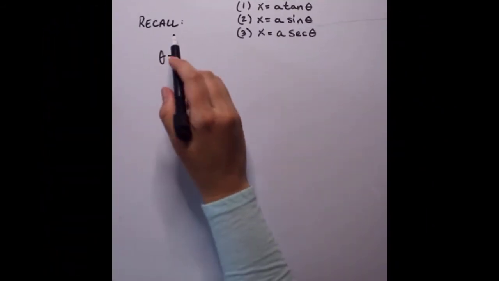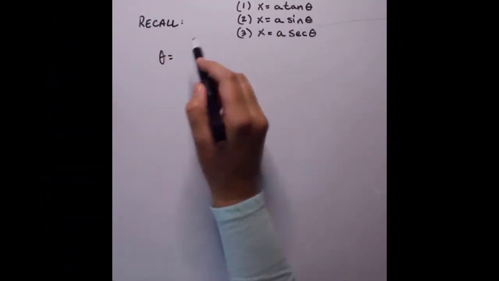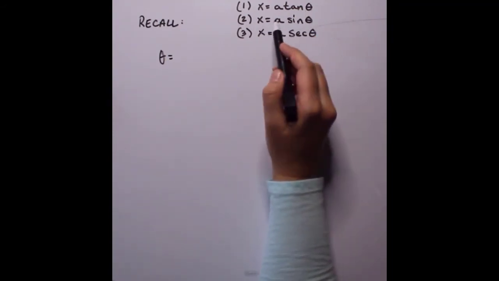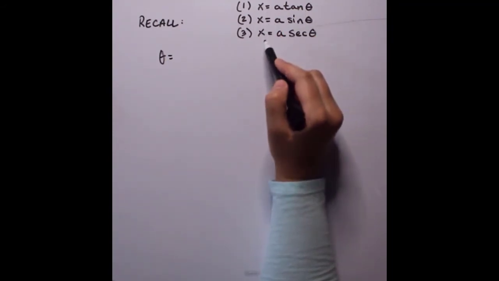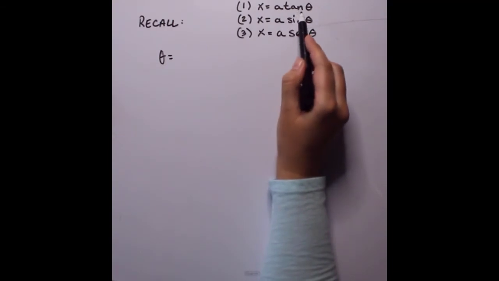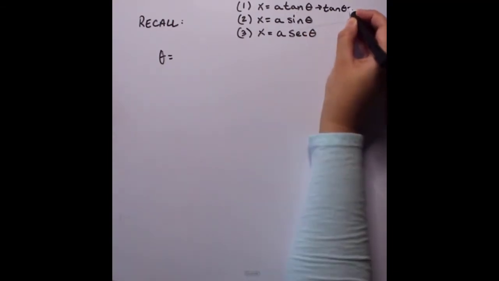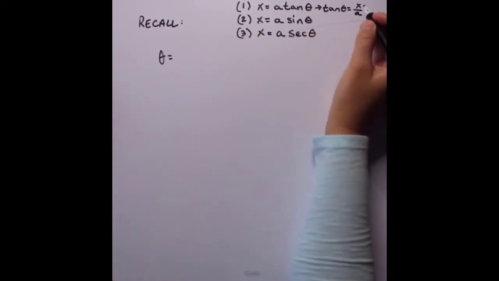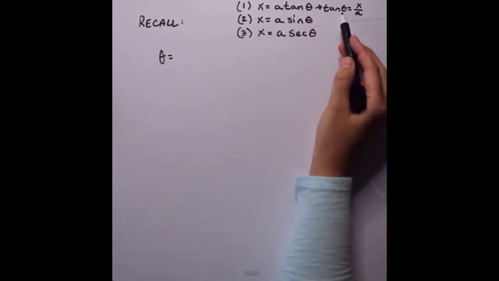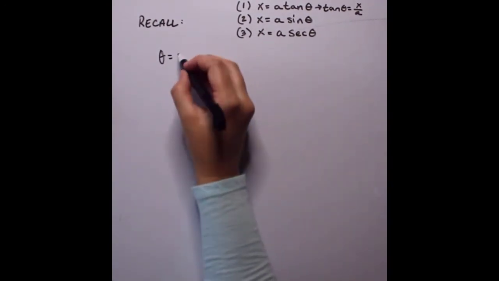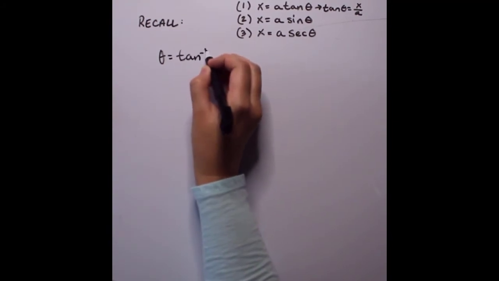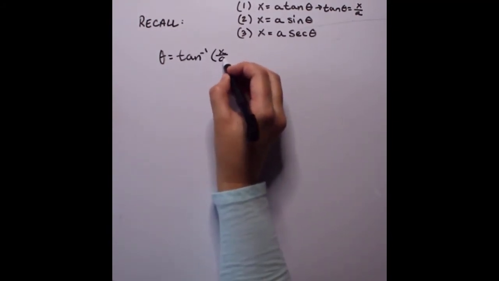Okay, so let's remember something we know about finding this angle theta if we have a trig function of it. Just a reminder of our common substitutions we're going to end up using. Let's focus on the first one. Tangent theta is x over a. So if you want to solve for theta, you would have to use tangent inverse, and you would get that theta is tangent inverse of x over a.